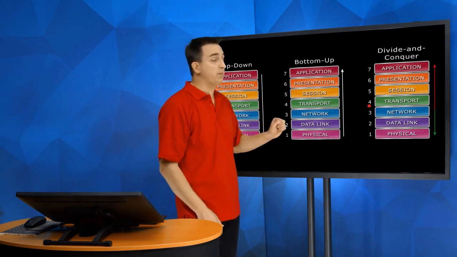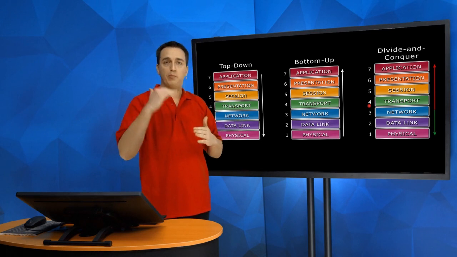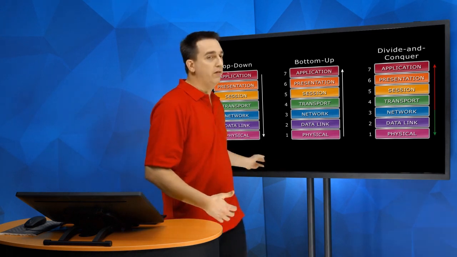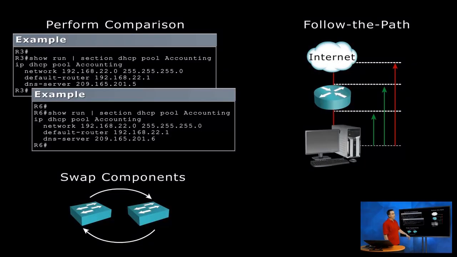I like the divide and conquer with the ping because it's going to allow me now to focus my attention on the upper layers or the bottom layers of the OSI model. But we have some other methods as well that we can utilize. For example, performing a comparison.